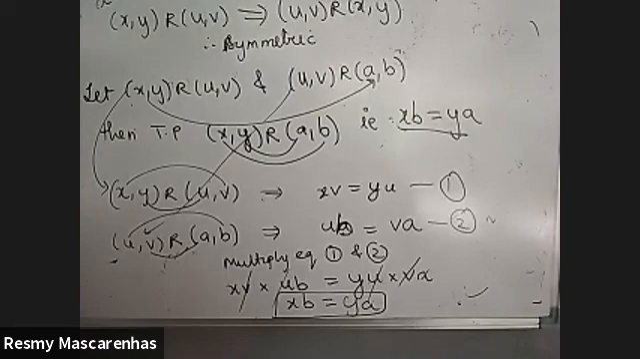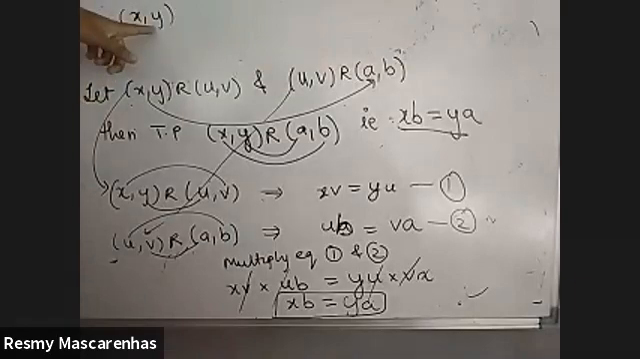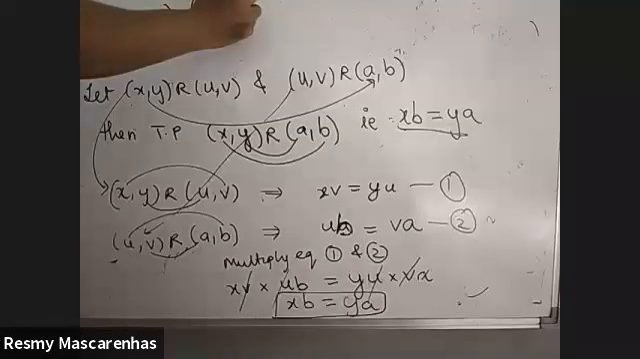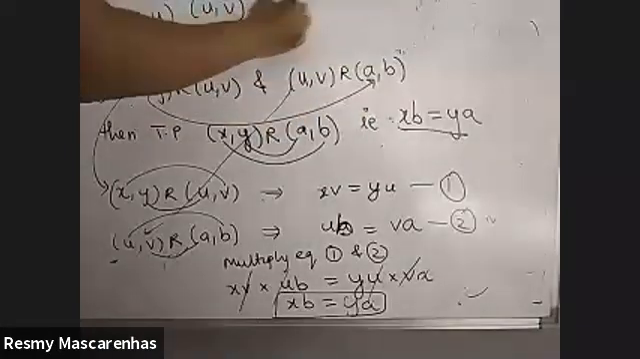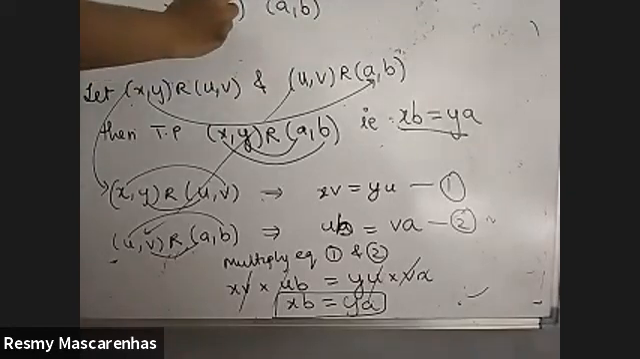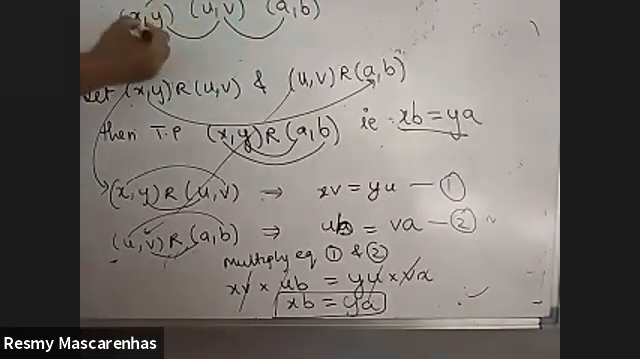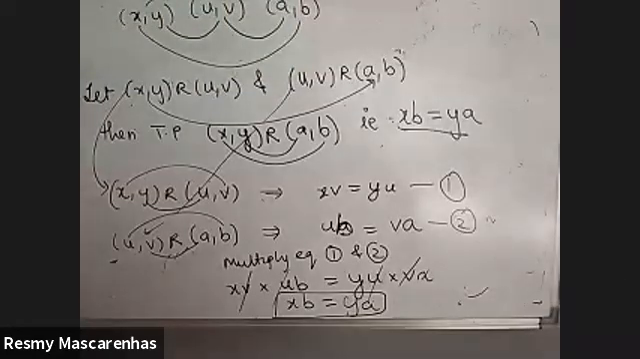Okay, so again I will repeat. See, these are the three pairs. So which are the first pairs given to you? These two pairs are already given. (x, y) is given to you. (u, v) is given to you. Now what you have done is introduce the third pair (a, b). So what you have to prove, if the first is related to the second and the second is related to the third, then the first and the third one are also related, you have to show, correct?